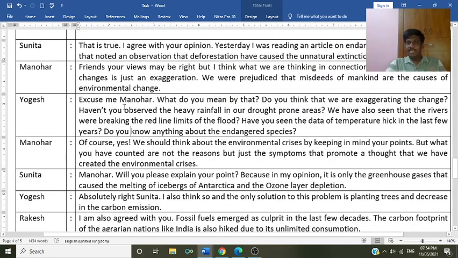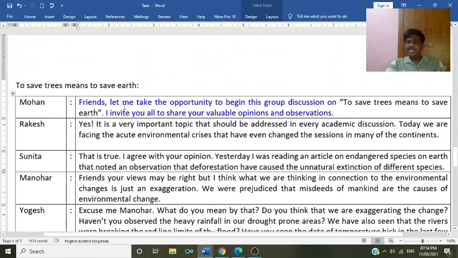Read it again and again. I am sharing this with you on Telegram. Read it again and again and try to write your own group discussion on any topic of your choice. Write about gender equity, write about domestic violence, or write about global warming. Instead of trees, you can write about global warming, or you can even write about youth and politics.